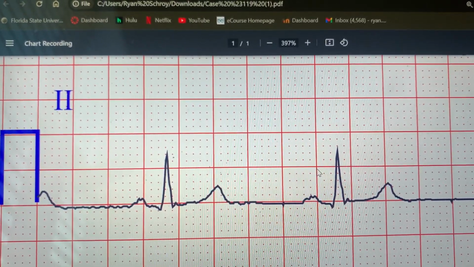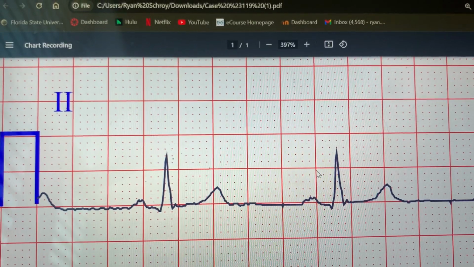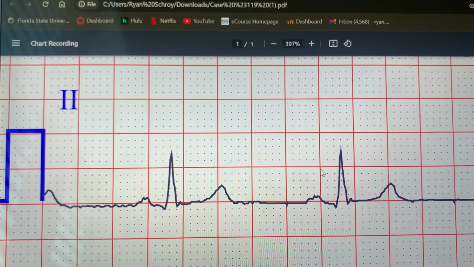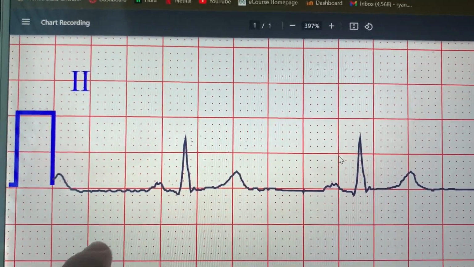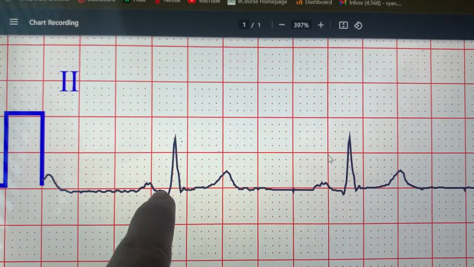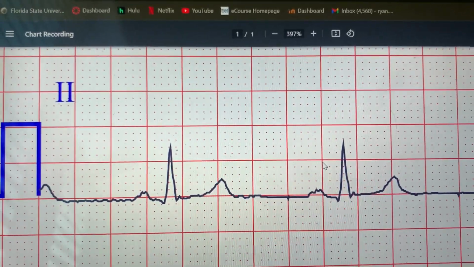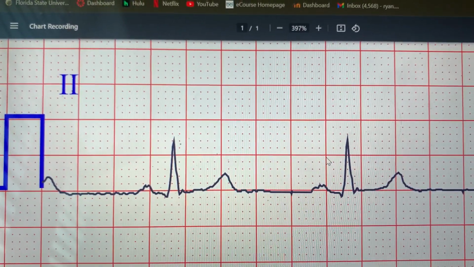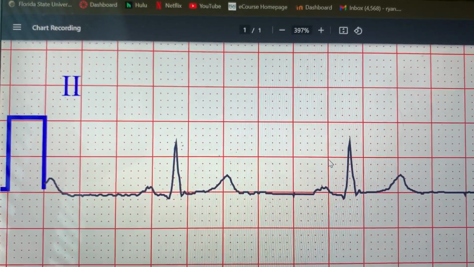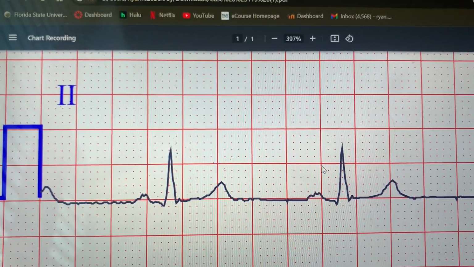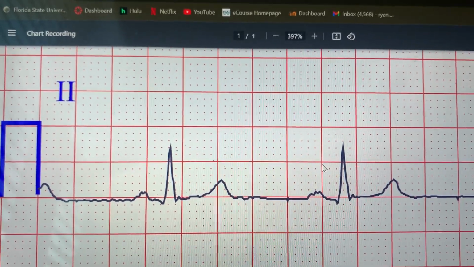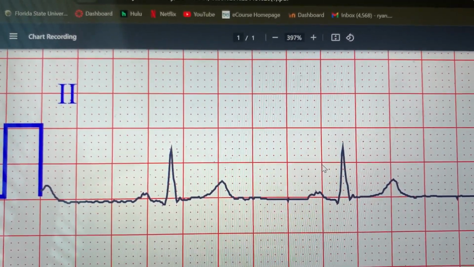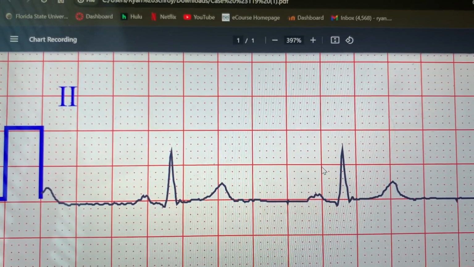Next, for PRI duration, we're going to start at the beginning of the P wave to the beginning of the Q wave, so beginning of P to beginning of Q. We're going to count the small boxes here between the two, which is 4, and we're going to multiply that 4 by 0.04 for how big a small box is and get 0.16 seconds.